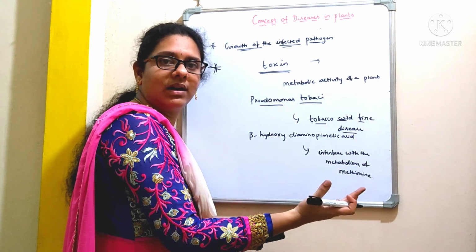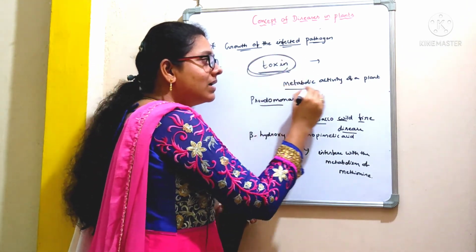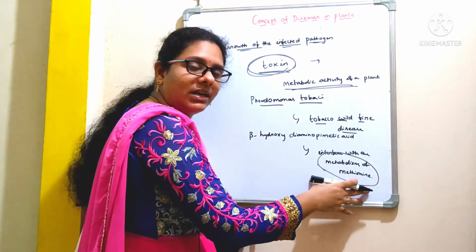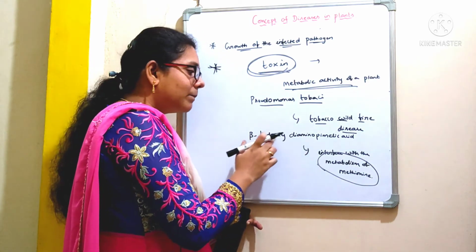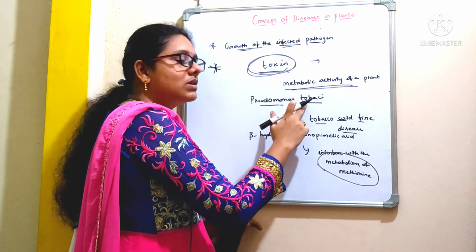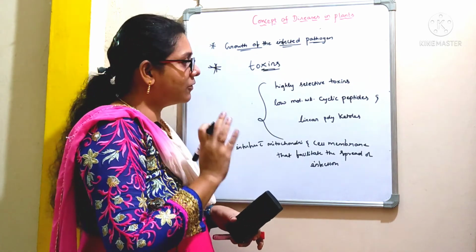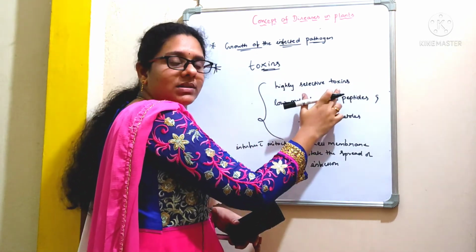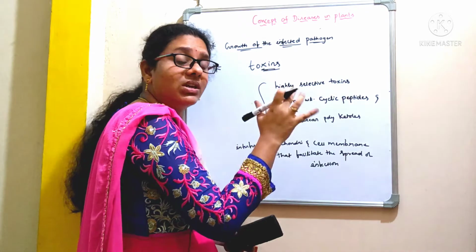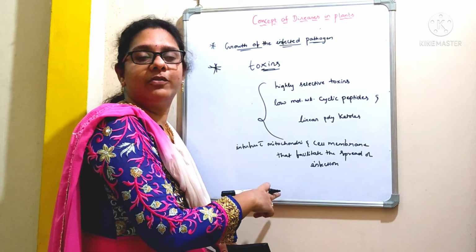Methionine is an amino acid, right? As I told you just now, right? So these toxins are going to alter the metabolic activity of a plant. Here the metabolism of methionine is interfered with by the release of a toxin called beta-hydroxydiaminopimelic acid by an organism called Pseudomonas tabaci, which is a bacterial plant pathogen. Some plant pathogenic fungi produce highly selective toxins, low molecular weight cyclic peptides and linear polyketols, which interfere with the mitochondria and the cell membrane that facilitate the spread of infection.